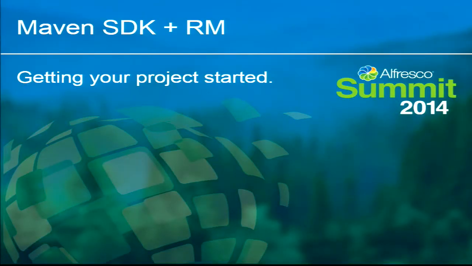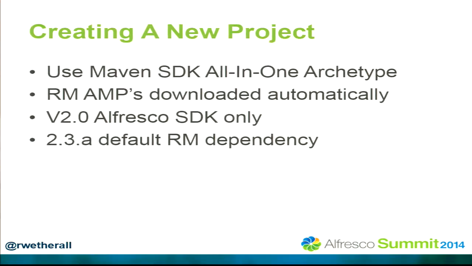So first off, we're going to have a quick look at the Maven SDK. One of the things that we've done to try and enable you guys to start customizing RM is actually integrate RM into the SDK. And this was done relatively recently. I believe if you take the latest version 2, all of the things that I'm talking about will be available to you. We use the Maven SDK all-in-one archetype. So if you create that all-in-one archetype project, it will be exactly as you expect, but now you'll have the additional RM dependencies that you need to actually use.